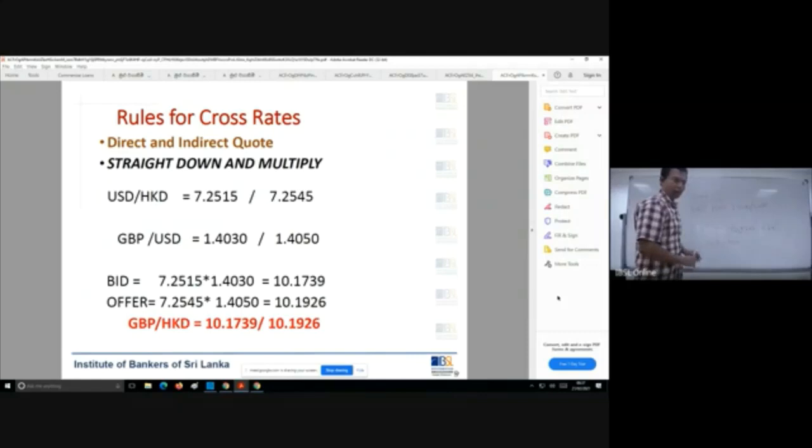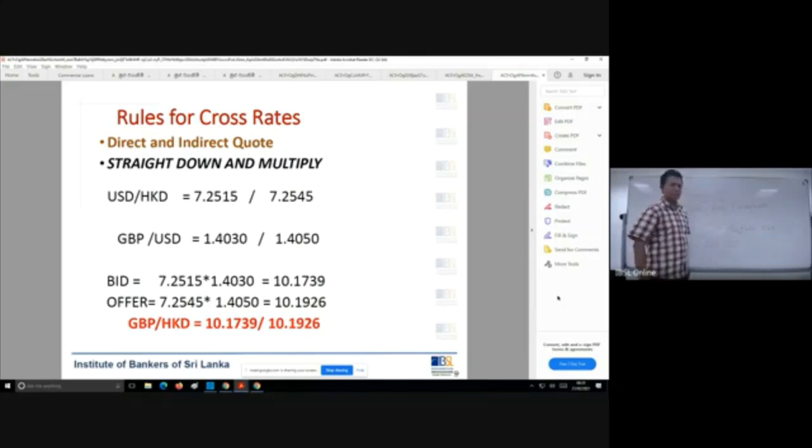Initially, if you are given a question like this, first you should know direct, indirect. Then what do you do? Straight and multiply. So you have written the answer separately. Now our task is to find out whether it is HKD GBP or GBP HKD. The examiner can ask you what is the cross currency rate for GBP HKD.